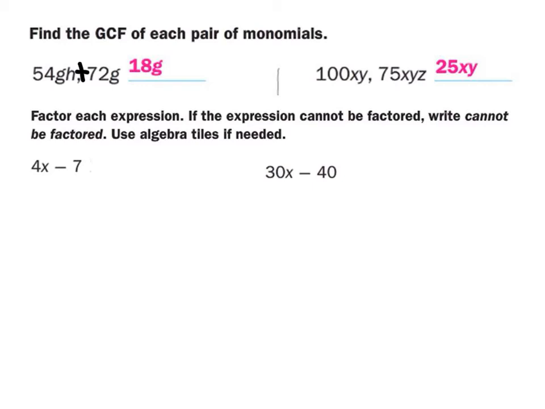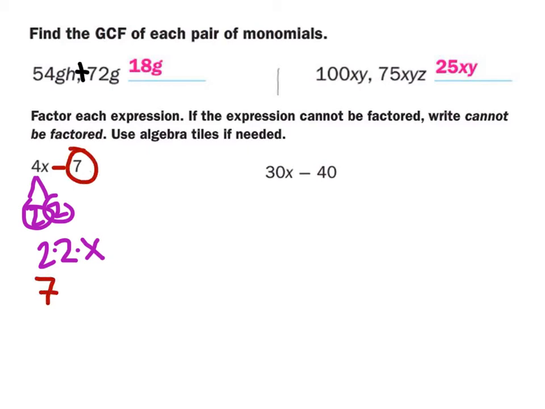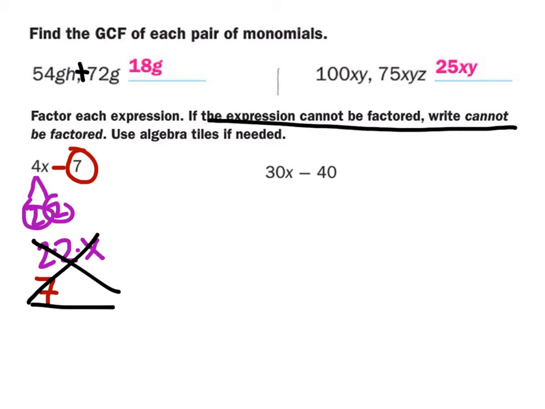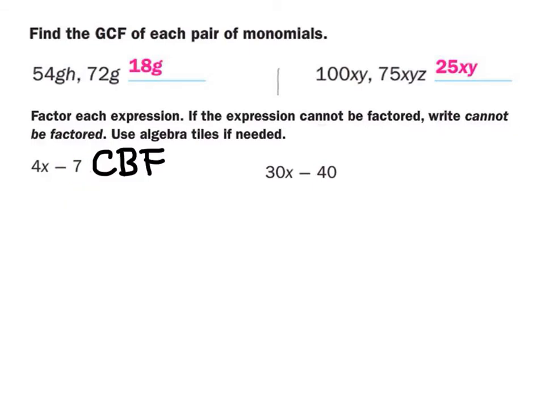Well, can I split up 4x? Yeah, 2 and 2, right? So 2 times 2 times x. We're going to just leave the operation. It's good. But what about 7? 7. All right, so what's common about these? None of them. Nothing. All right, well, if it cannot be factored, it cannot be factored. Cannot be factored. All right, let's look at one that will work. This one will work. Okay.